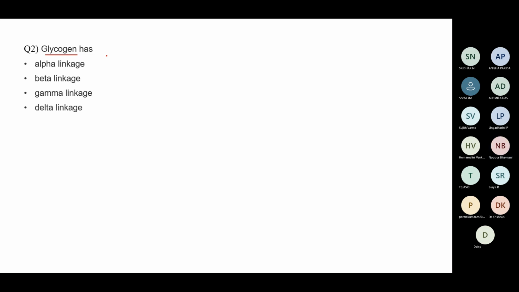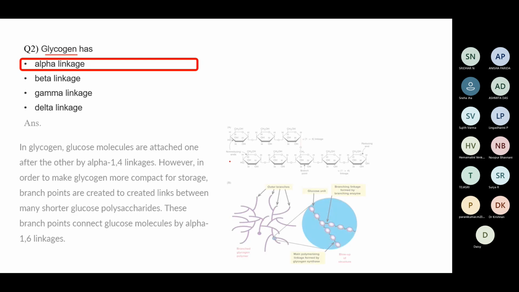Okay. Anyone else? Glycogen is a multi-branched polysaccharide of glucose. It basically works as an energy storage in animals, fungi, and bacteria. And it is also the main storage form of glucose in the human body. So if we see, it usually has the alpha linkage.